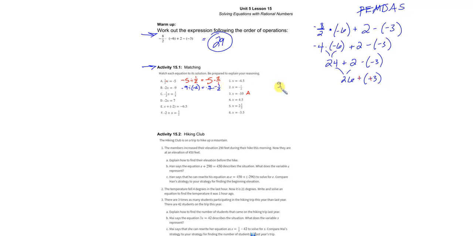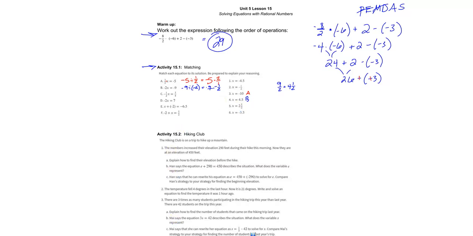And I'll show you over here. 2 will go into 9 4 times, with a remainder of 1. So it's the same as 4.5. And since we were dividing two negatives, we know it's going to be positive 4.5, which is why we want to pick this one right here, 4.